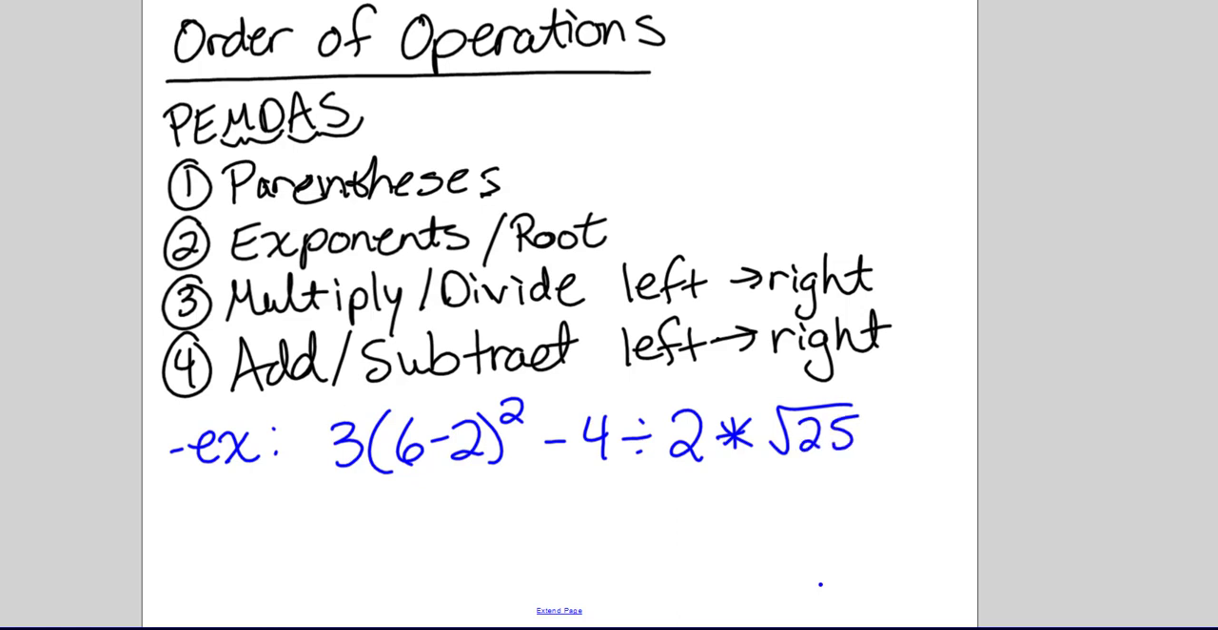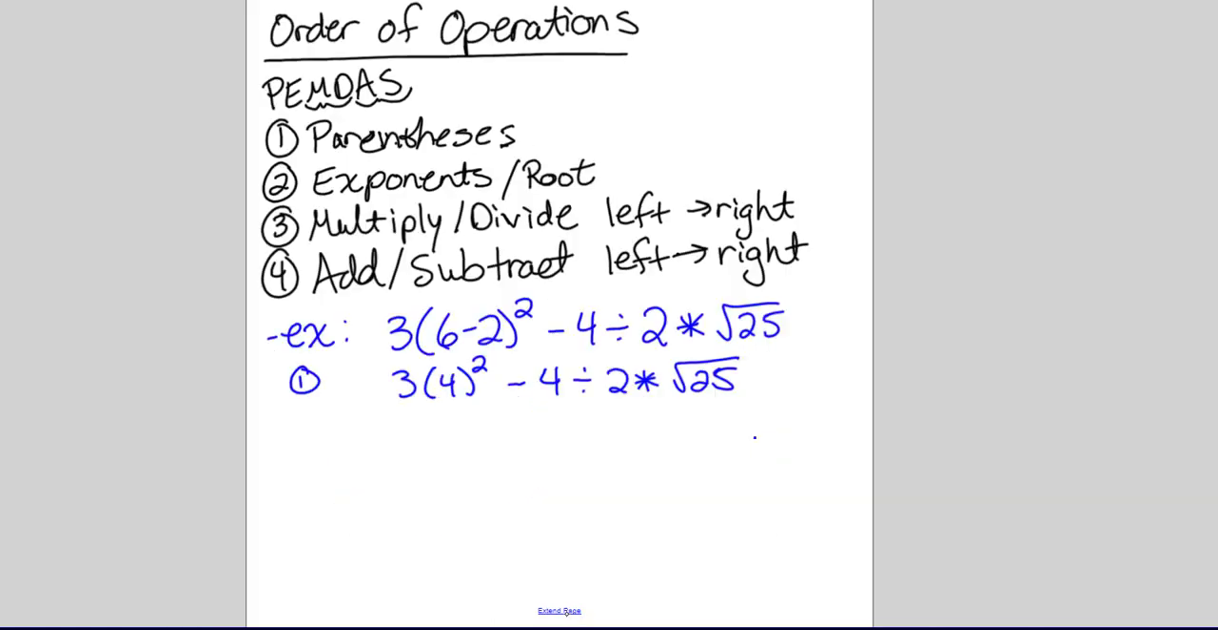Okay, so first step, step 1, I'm going to number them. So if we just do our parentheses first. So just within the parentheses, 6 minus 2 is 4, and I'm going to bring everything else down. Sometimes you can kind of combine steps, but I'm going to break this down step by step.